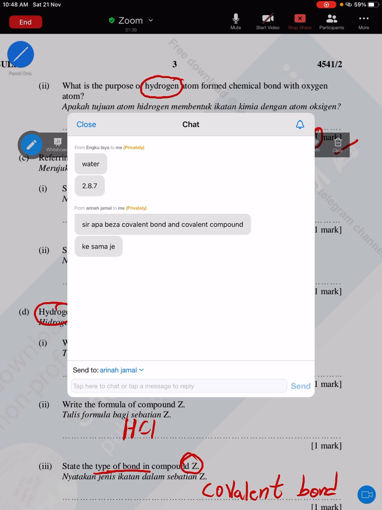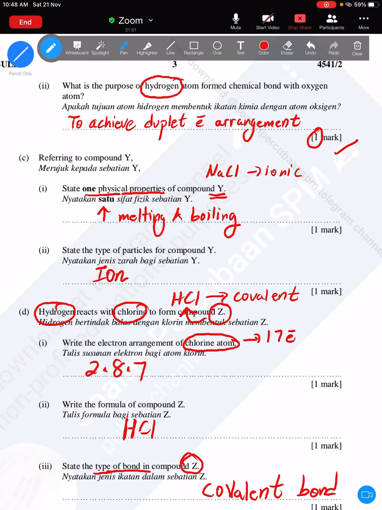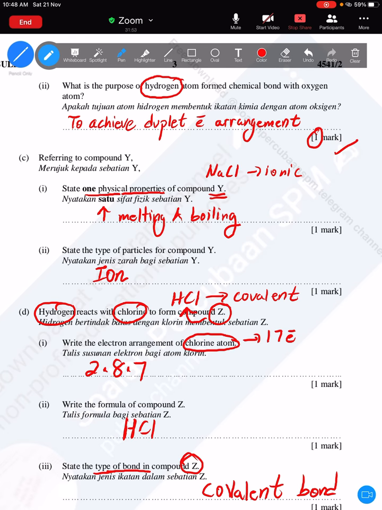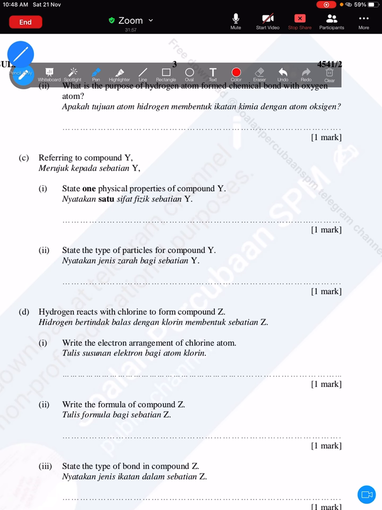So, what is the difference between covalent bond and covalent compound? Okay, very good question, Ariana Grande is asking a question. Can I erase this? Okay, Carl. Carl is also quiet. Okay, Arina, if I say H to... Who is outside the house?